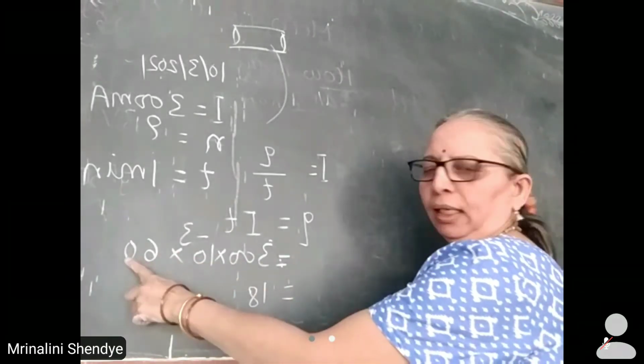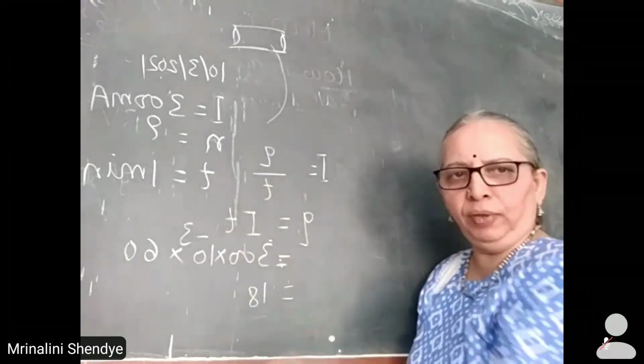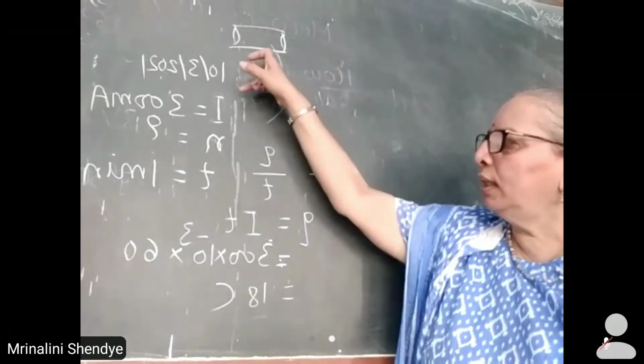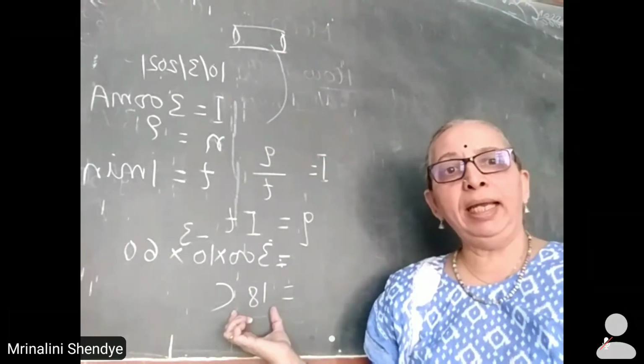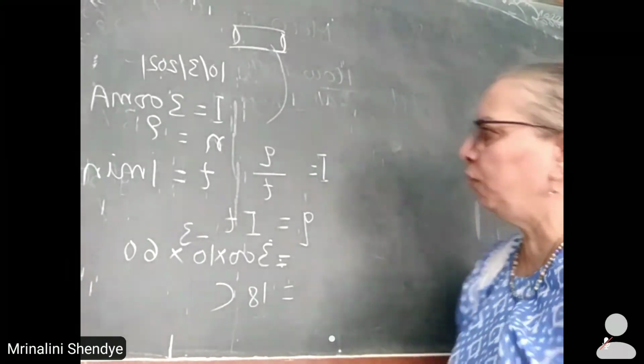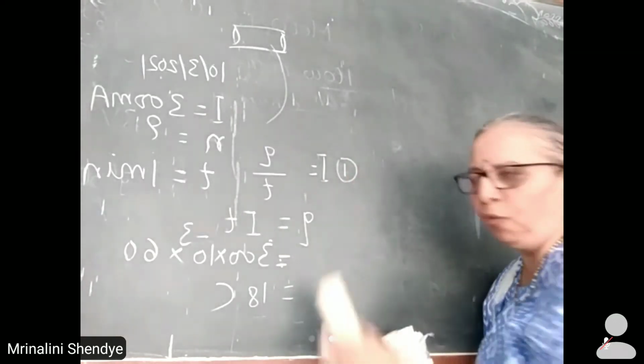So 10 raised to 3 into 10 raised to minus 3, both will get cancelled. So net charge flow through the conductor will be 18 coulomb. They have asked to find the number of electrons. This is the first step. Now we'll proceed further to the second step.